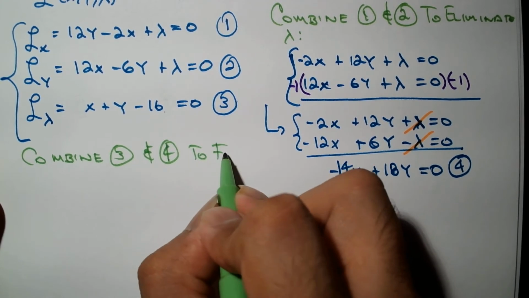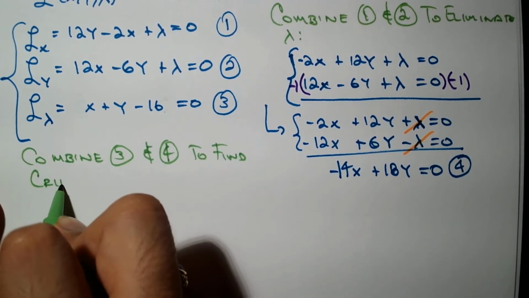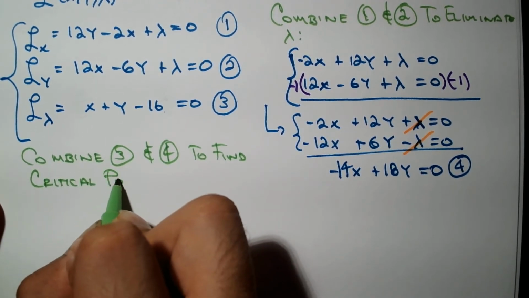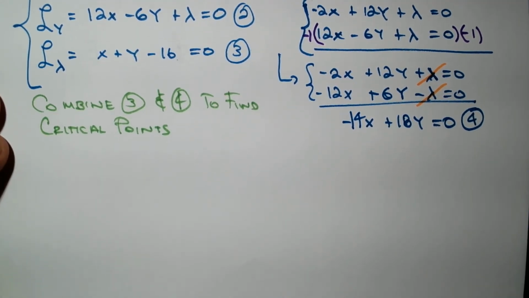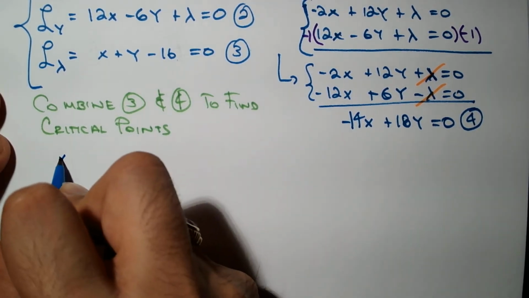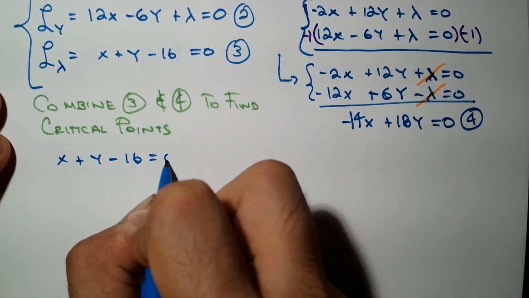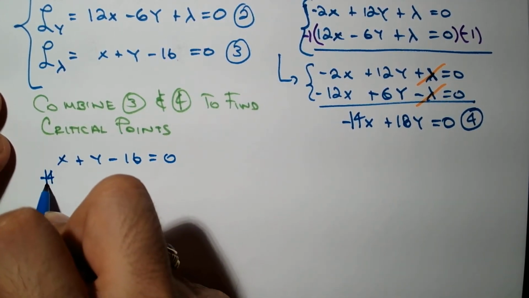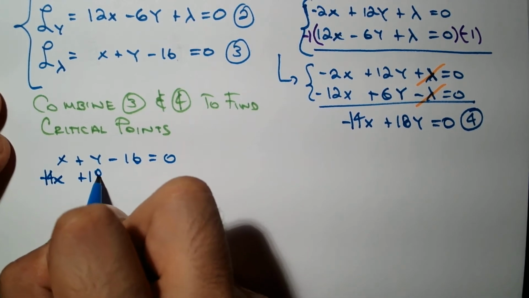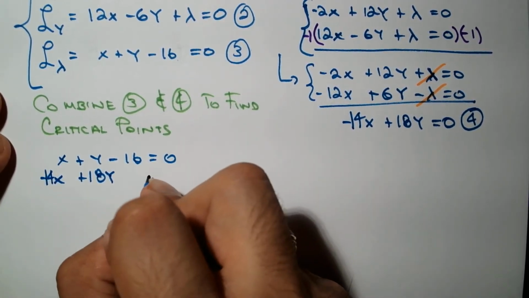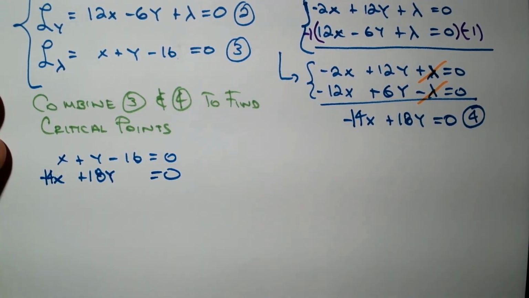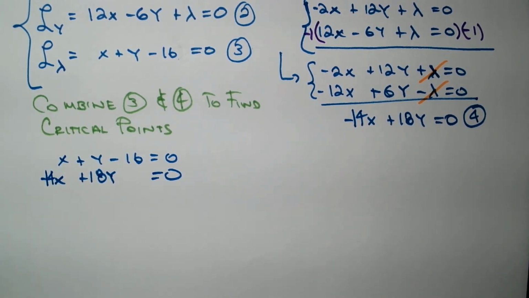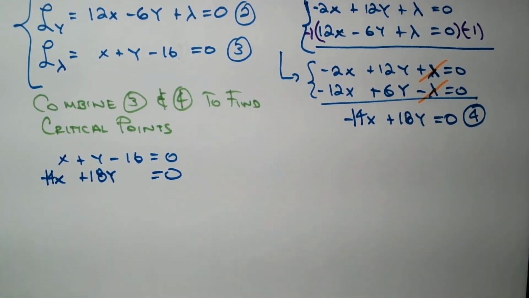To find the critical points. So x plus y minus 16 equals 0, and negative 14x plus 18y, and then that equals 0. Okay, so I'm going to use, maybe I could have simplified this equation.